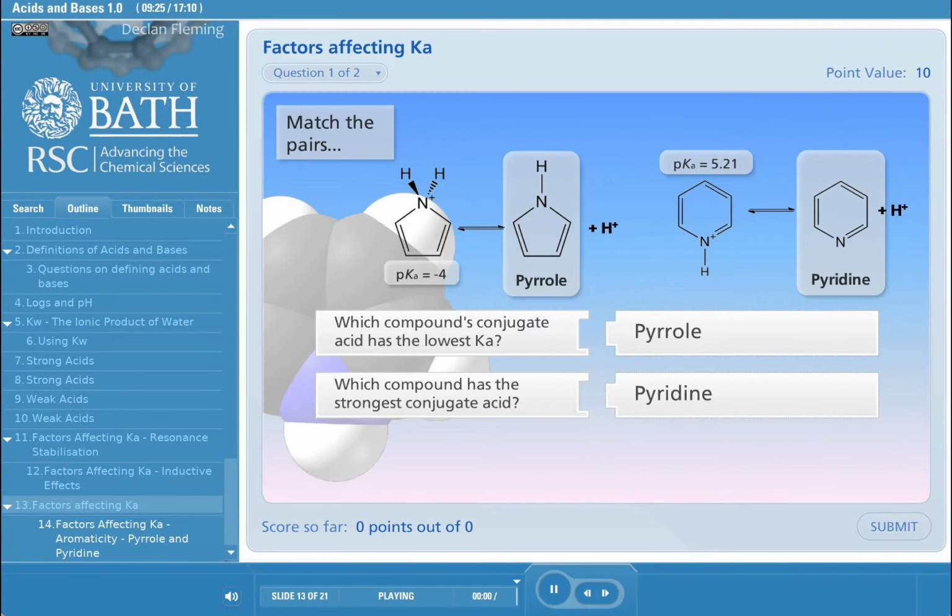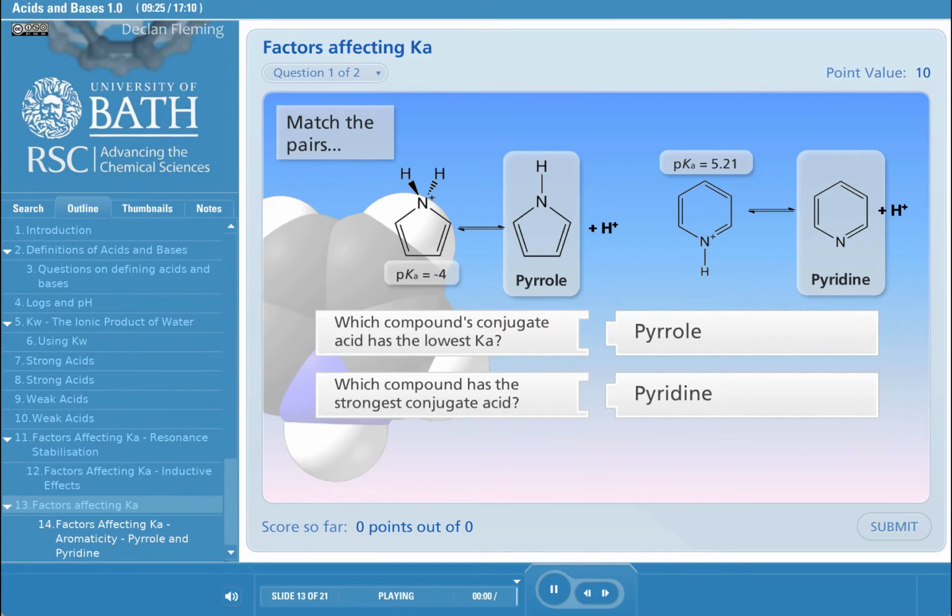Another effect results from the special stability associated with molecules that have an electronic structure similar to benzene. We call this aromaticity. In the same way that adding a proton to benzene would disrupt its aromaticity and would be highly energetically unfavourable, we can look at what happens when we add protons to other compounds.